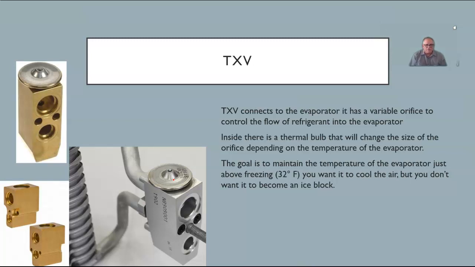Now again, if you have a fan on low, not much air going through there, it's not going to remove a whole lot of heat, so that TXV is going to restrict the opening. When you turn the fan on high, a lot more air going through there, removing a lot more heat, so it's going to open it up more. So the TXV can adjust to ambient temperature, engine RPM, and fan speeds to help maintain that temperature of the evaporator just above freezing.